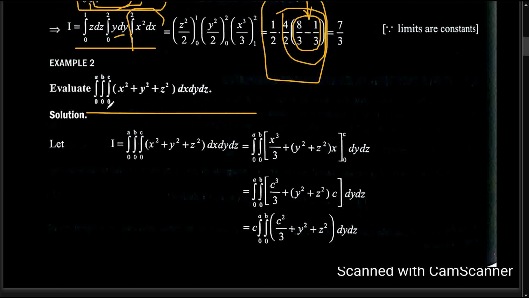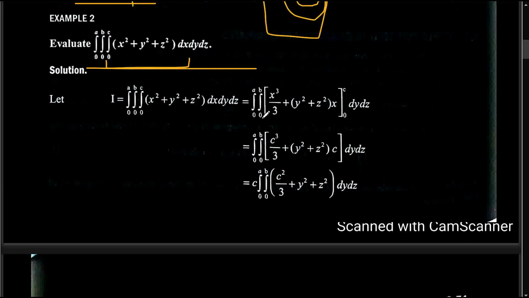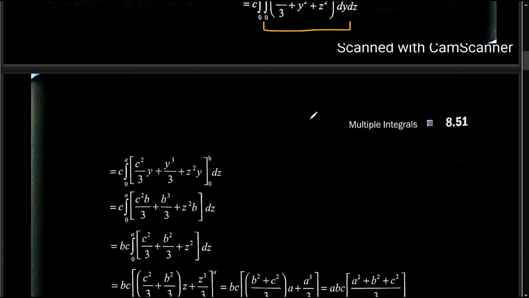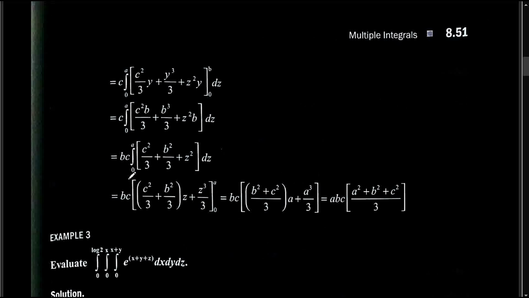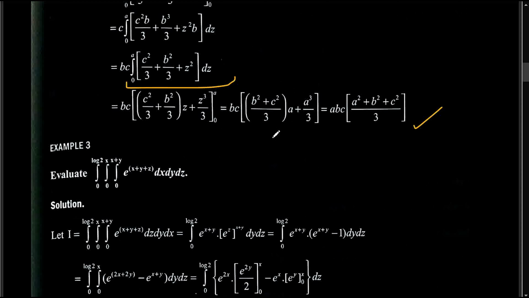First we have to do the inner integration, which is with respect to x. It's simple integration, treating y and z as constants. So if you integrate x alone, you get x cubed by 3, and treating the others as constants, you get the constant times x, and putting in the limits c to 0, you get this. These are all simple integrations. After that you integrate this with respect to y, you get this, and after that you integrate the whole thing with respect to z. So at last you get the answer as this.